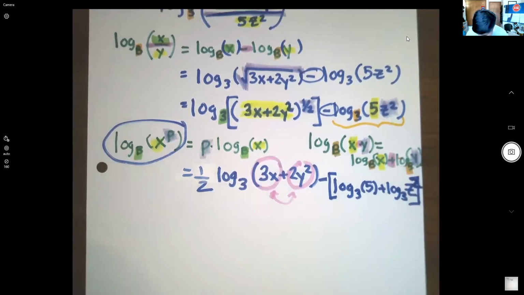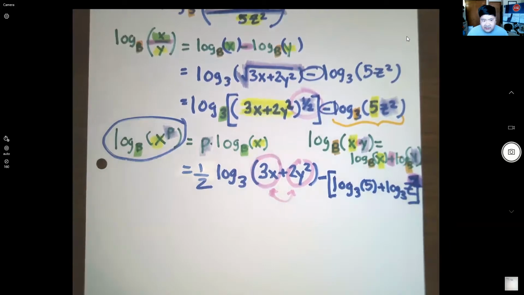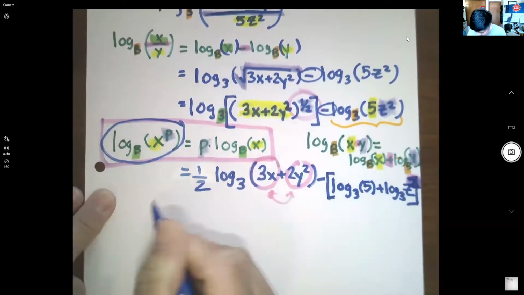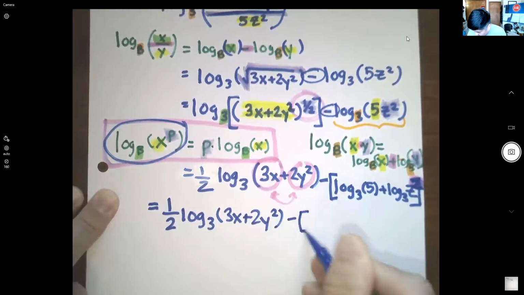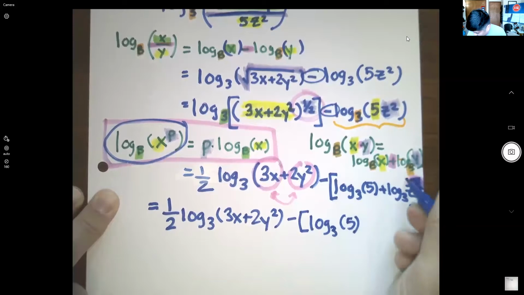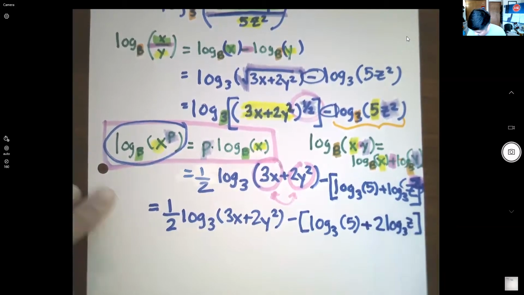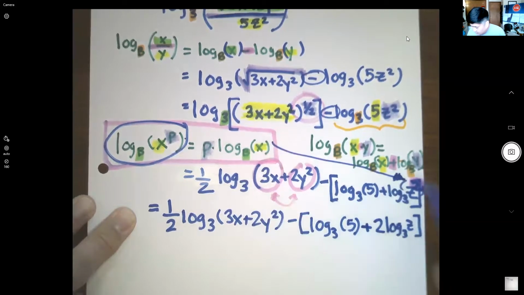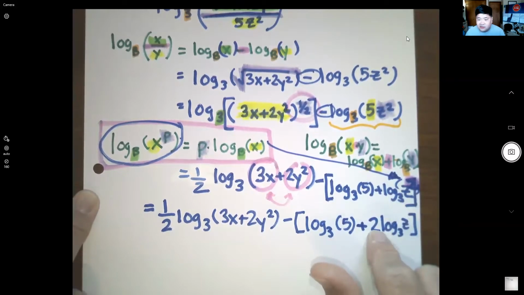Now, you see here that just like how I had the 1/2 power here, I have a power here, but it's a 2. But I can still apply this exponent rule for logarithms to expand this a little bit further. So it becomes 1/2 log base 3 of 3x plus 2y squared, and then minus log base 3 of 5, and you can put parentheses around here too, but plus 2 log base 3 of z. So again, I applied the power rule for logarithms, for the logarithm of an expression to a power, to bring this 2 in front of the log base 3 of z.